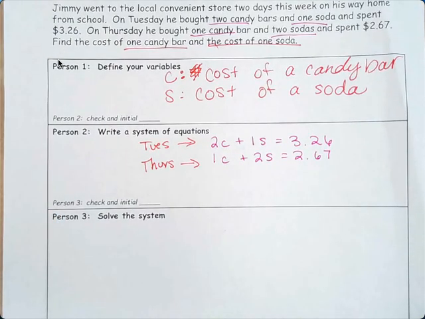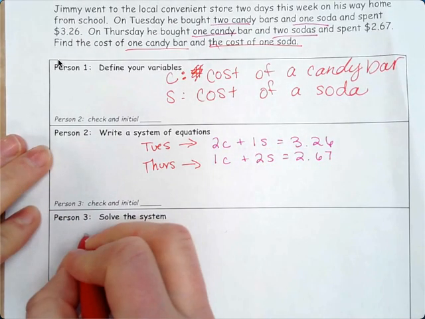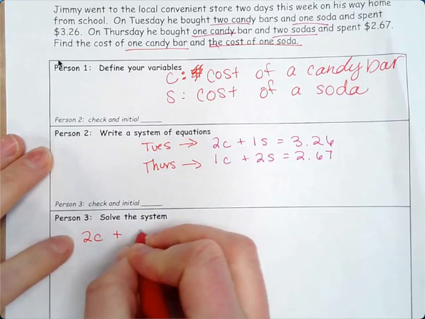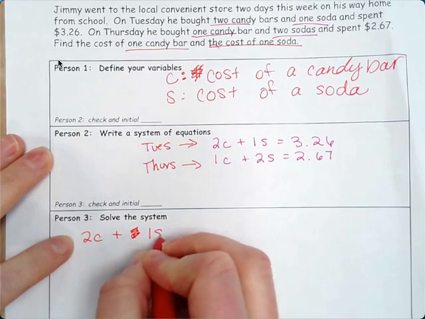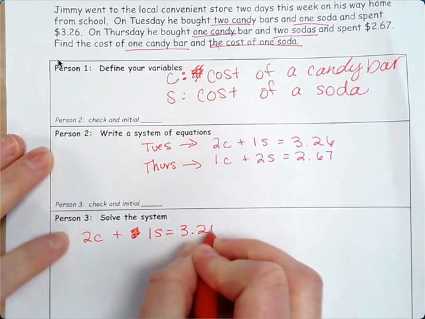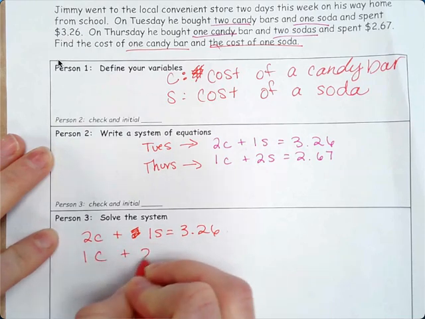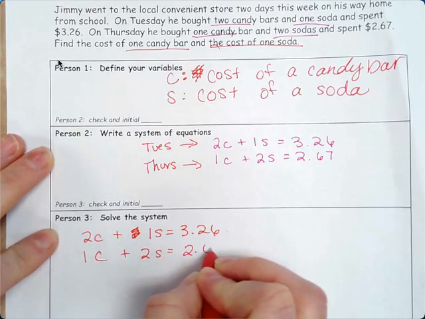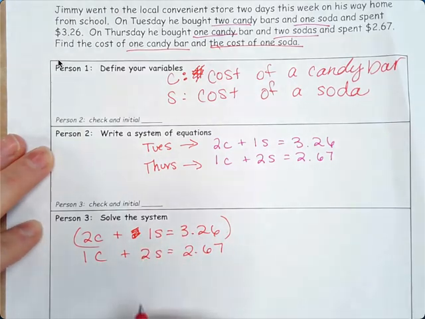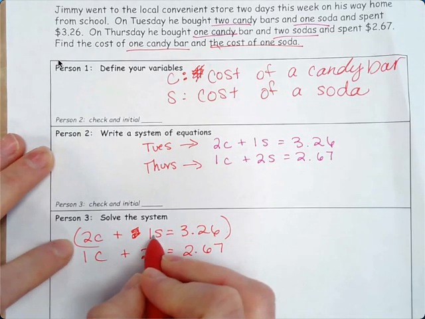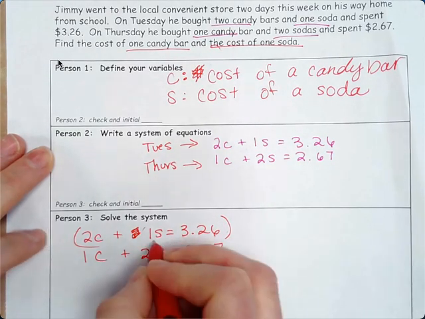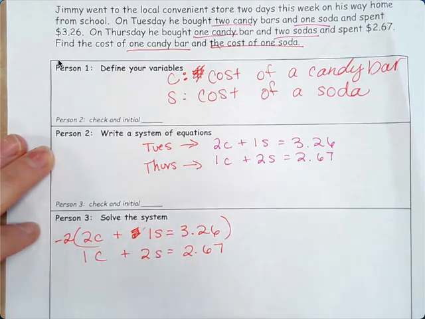So there are different ways to do it. We could do substitution or elimination. So I'm going to show you elimination. So this would be, we could do the S. So I'm going to do that times a -2.